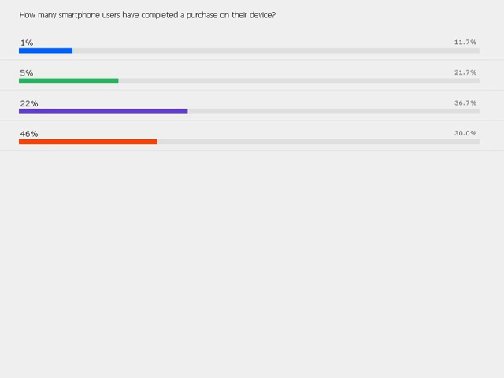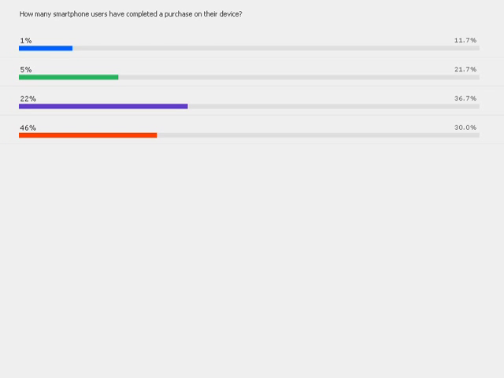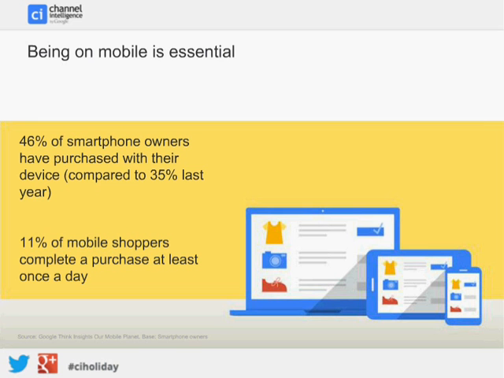Okay, so here are the results from today's poll. How many smartphone users have completed a purchase on their device? So I'm actually not sure how to interpret these results. We see that 11.7% say 1%, 22% say 5%. A little embarrassed. I don't know if anyone on the On24 side can chime in with how to interpret these results, or maybe we can talk about them during Q&A. All right, well, we'll talk about those during Q&A. My apologies.